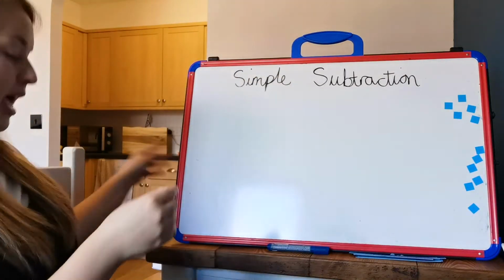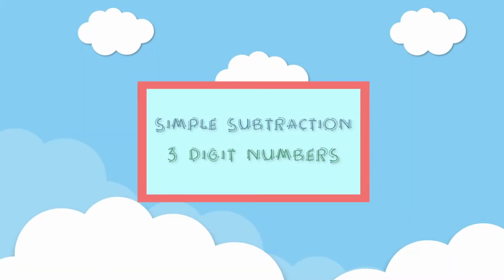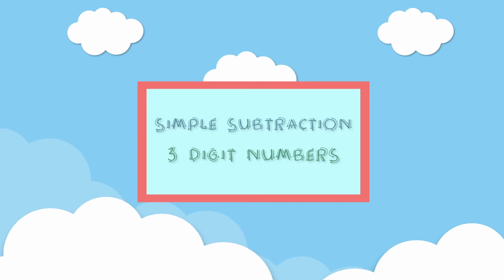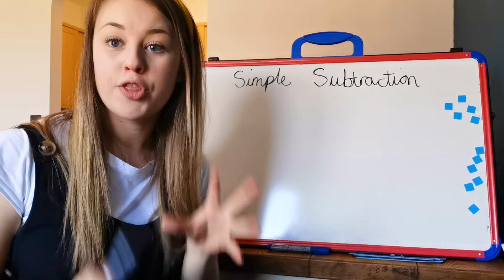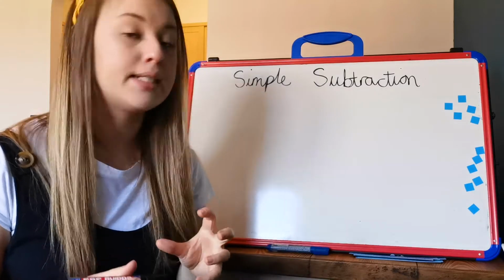So this is how you would do it with 3-digit numbers on a blank number line.